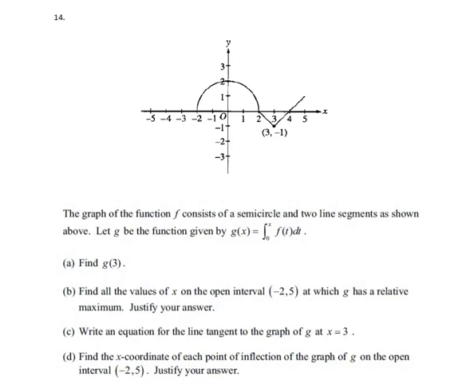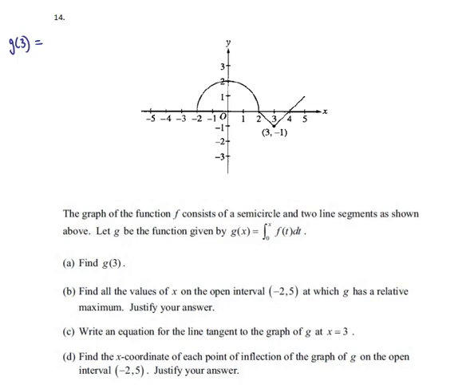In problem number 14, we have the graph of a function f consisting of a semicircle and two line segments as shown above. If g is the function given by g of x is the integral from 0 to x of f of t dt, then the first thing we want to do is find g of 3.